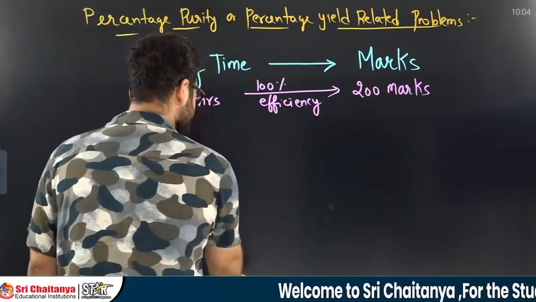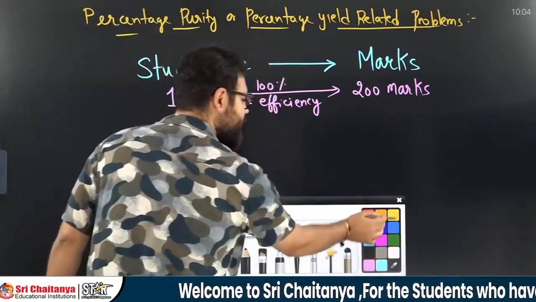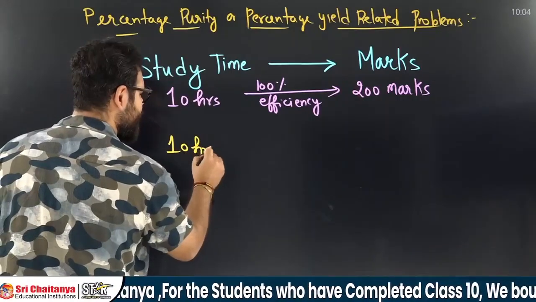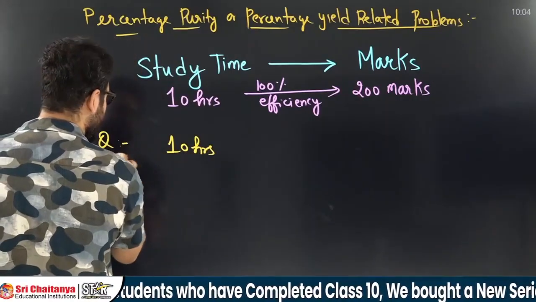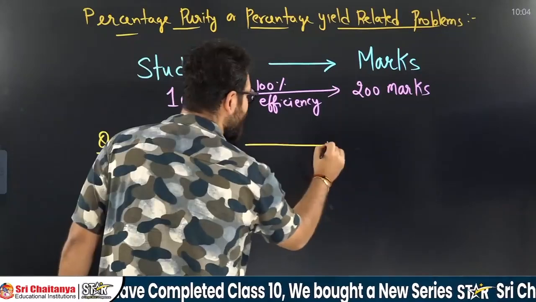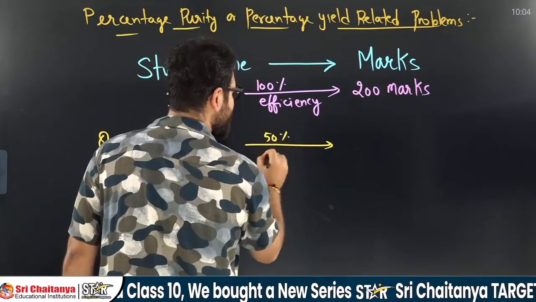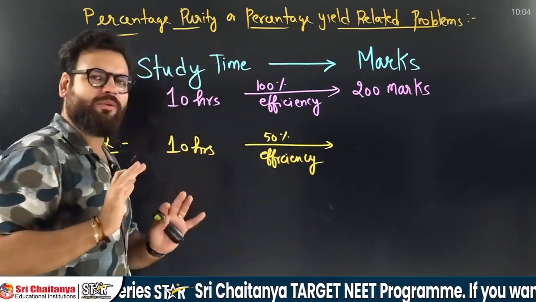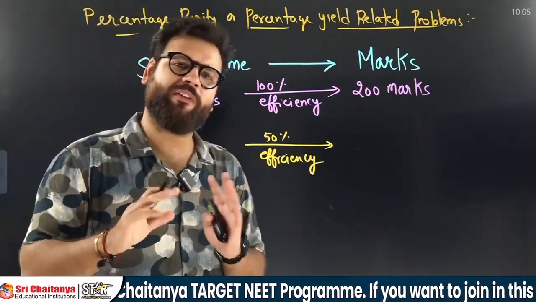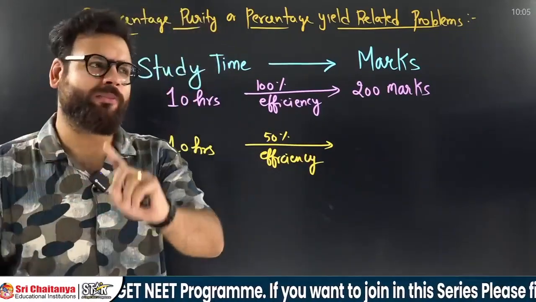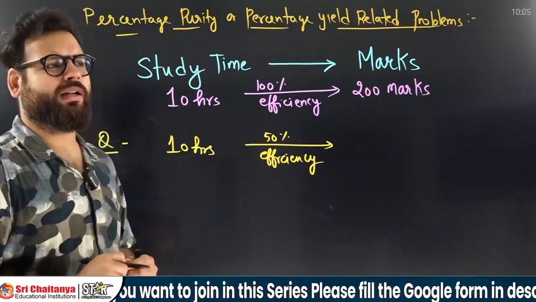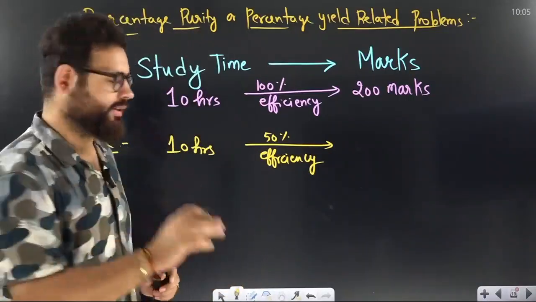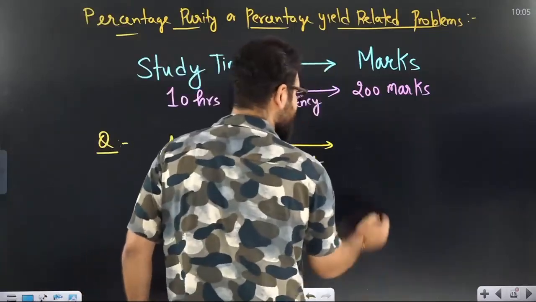Now, the question comes, all of you, think and answer properly. If you are studying for 10 hours, but only with 50% efficiency, that means only 50% of the time you are awake. The rest 50% of the time you are sleeping. How much marks will you get? Tell me. Isn't that very simple? How many marks will you get? 100 marks. We will get 100 marks.